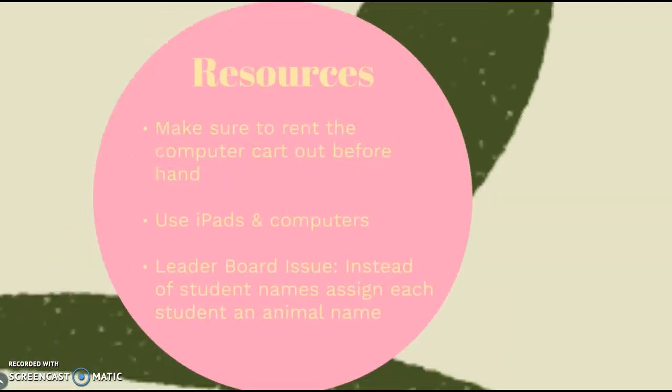Some resources and solutions to this would be to make sure to rent the computer cart out beforehand. In my school, we have computer carts. We also have iPads, so another solution could be to combine iPad and computers if you don't have enough. And then the issue with the leaderboard, instead of the students' names, maybe assigning each student to an animal name so they're not seeing each other's names.